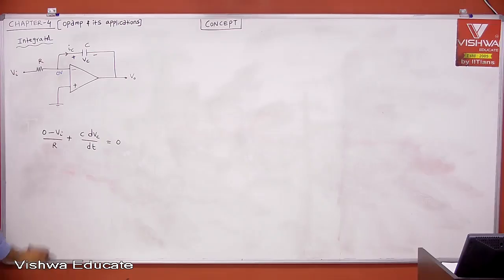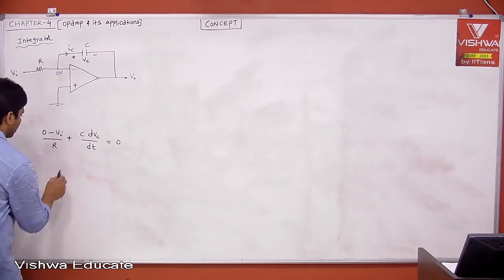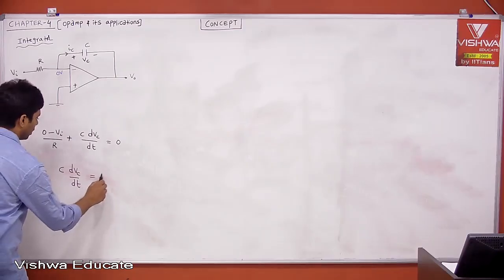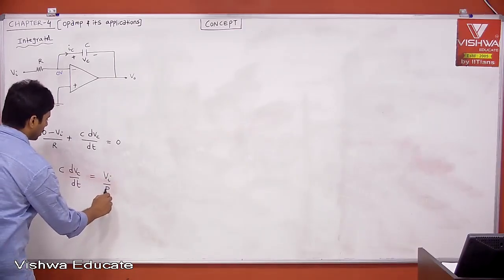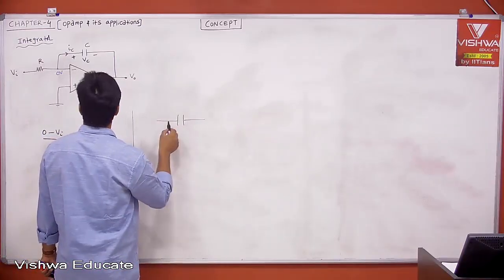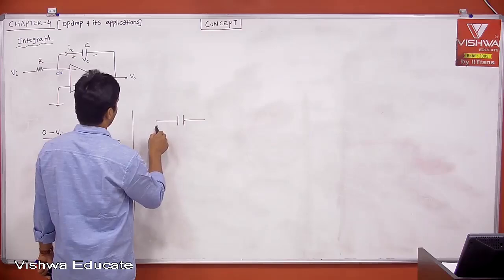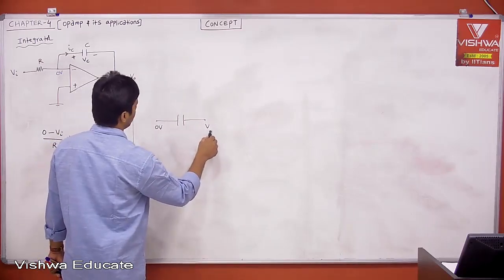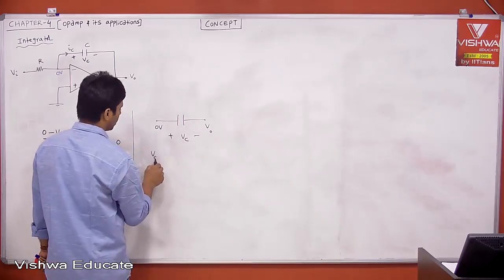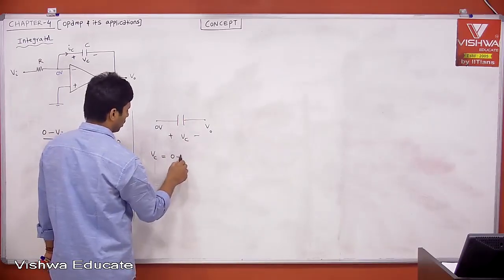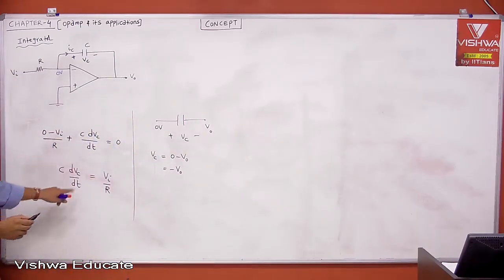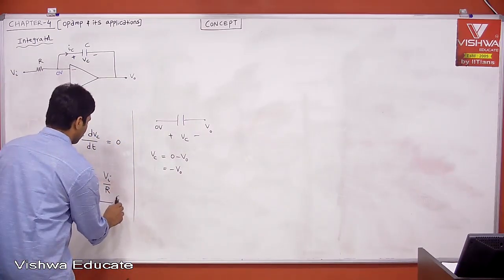Okay. Now what is Vc? If you take the capacitor, C into dVc divided by dt is equal to Vi divided by R. What is Vc? If you take the capacitor, this side is 0 volt and this side is your output voltage. But according to the representation, this is plus minus Vc. Therefore, Vc is equal to 0 minus V0, which is nothing but minus V0. Okay, take this. Let me call this equation 1.